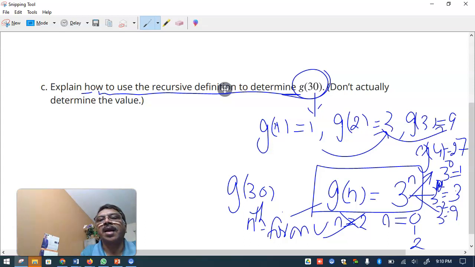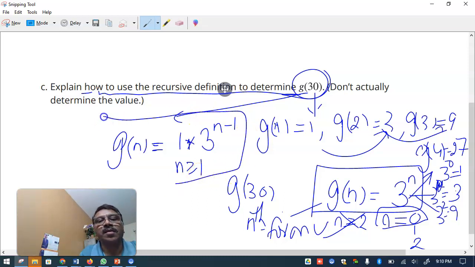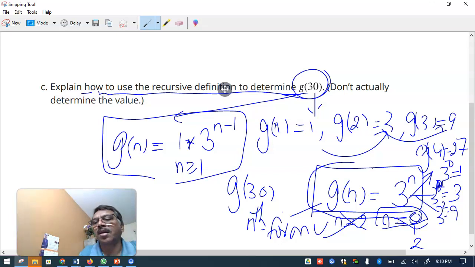Or there is another way to write it, which we will see in the next lesson, g of n. If you don't want to use n is 0, we can say the first number was 1 times 3 raised to n minus 1, and here we'll say n is greater than or equal to 1. So this also is correct, and this also is correct. But if we say n equals 0, then you just write 3 raised to n, and here it is 1 times 3 raised to n minus 1 also. Okay, let's move to the next one.